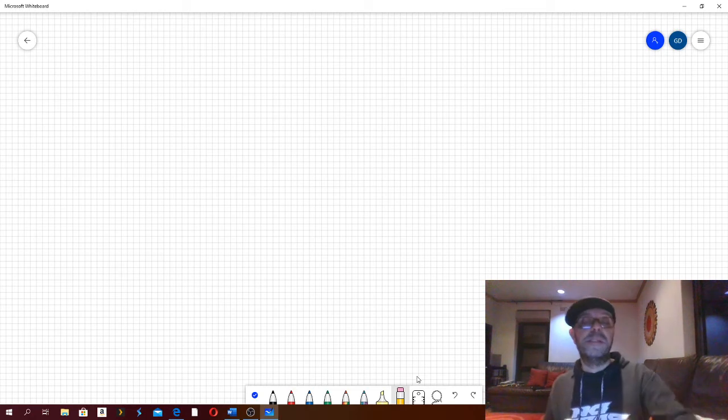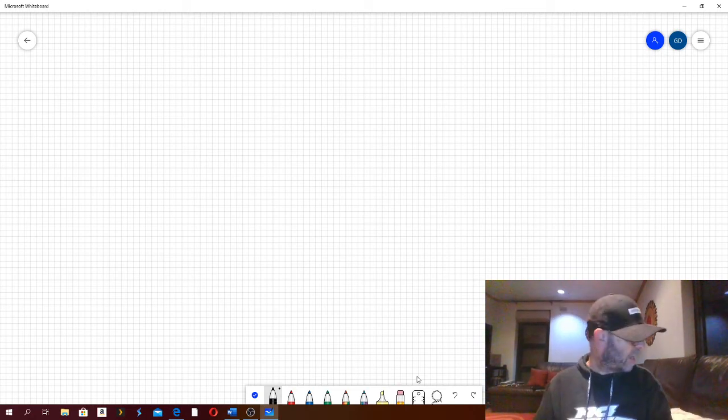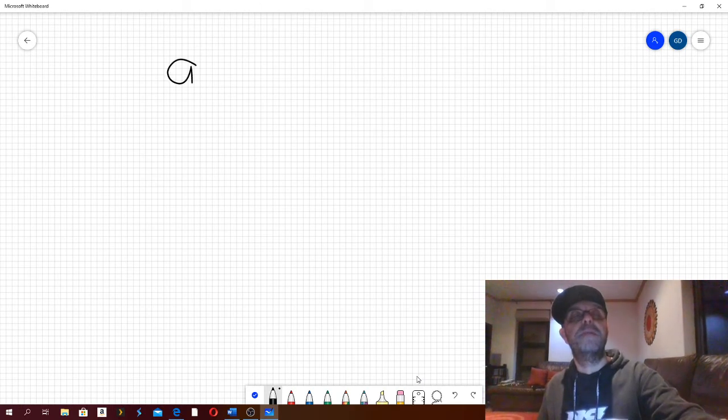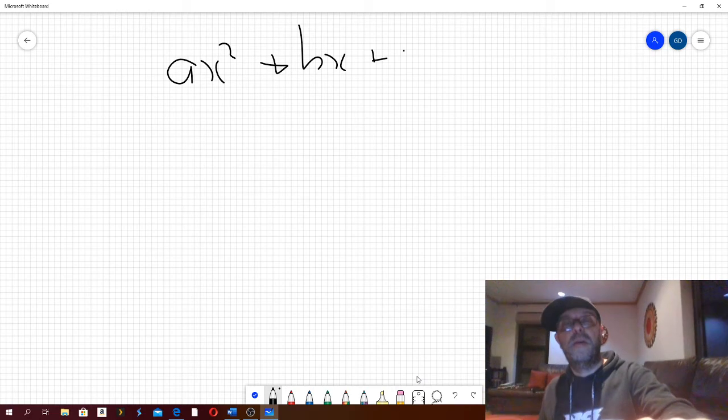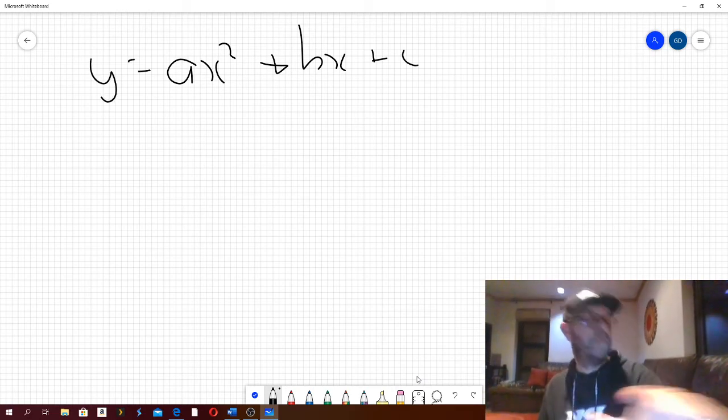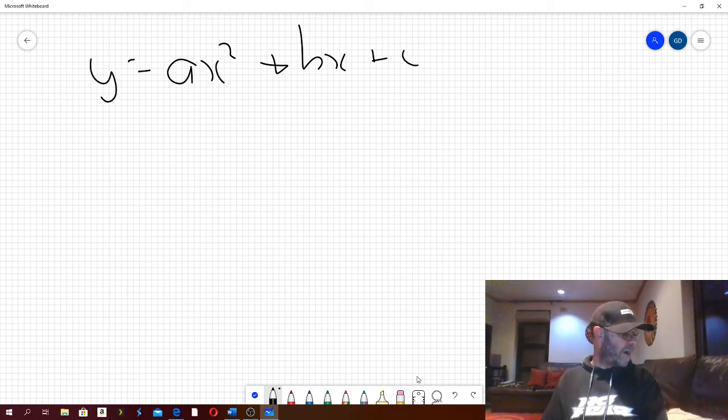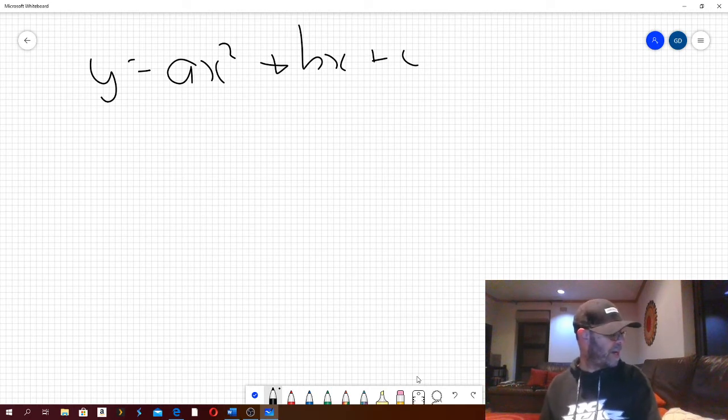Right, so we're on to number 6 now. And number 6 says that there's a curve ax squared plus bx plus c. That's obviously some kind of parabola. It crosses the y-axis at the point 0, 3 and has a stationary point at 1, 2. And we must find the values of a, b and c.